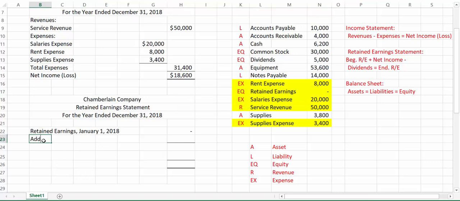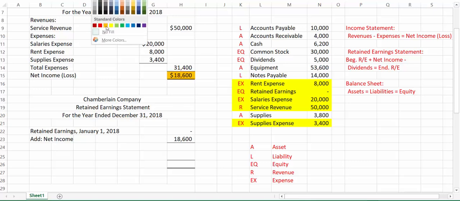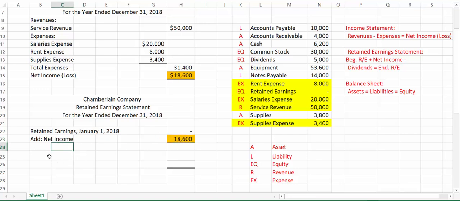Now we're going to add our net income. And our net income, what is it? It comes from our income statement. That's where we get our number from. So I'm going to just highlight this with an orange color to remind us that the net income comes from our income statement. Okay? And then we're just going to call this a subtotal. And the subtotal is equal to those two added together.